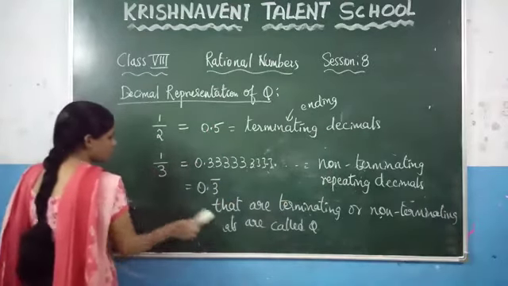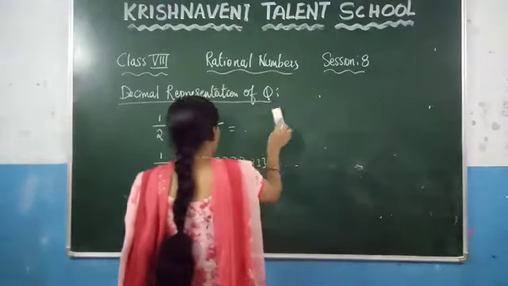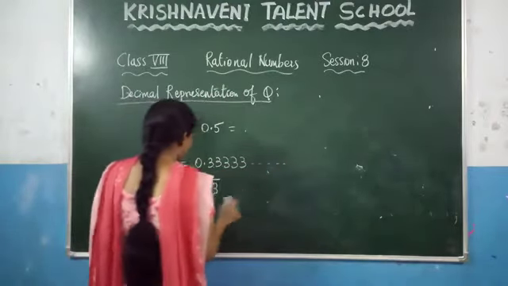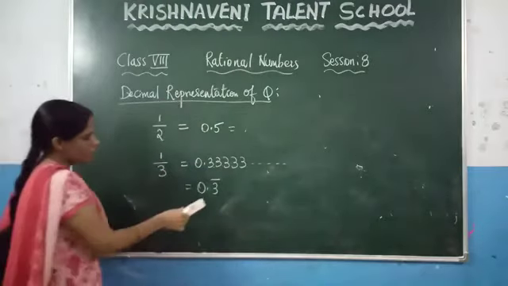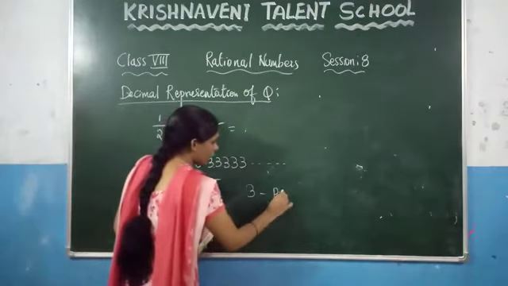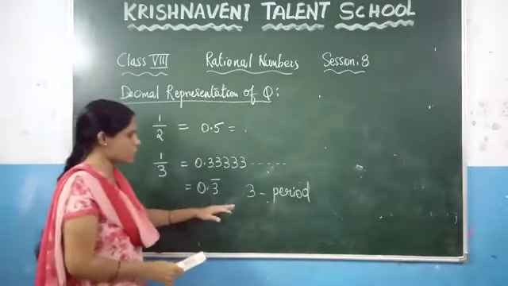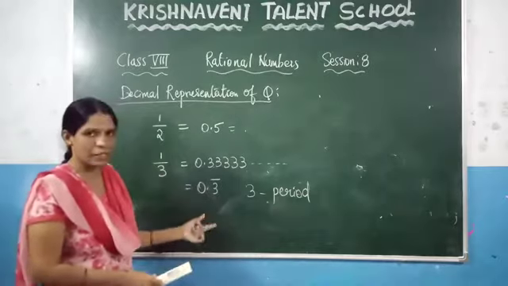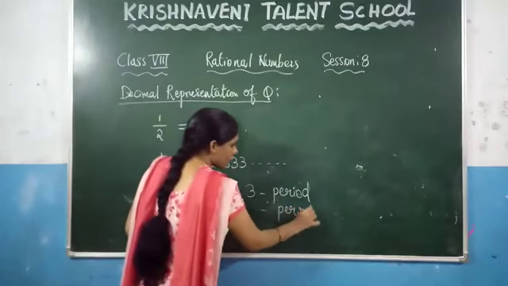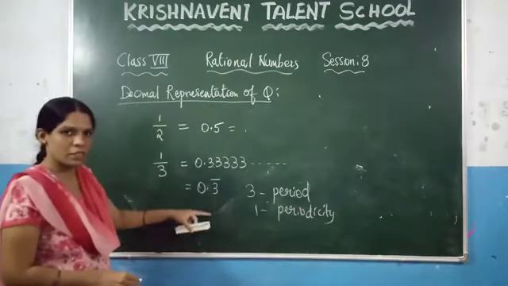Now see here, 0.3 bar. Which number is repeating here? The number 3 is repeating. The number which is repeating, we call it the period. What is the period in this number? 3. How many numbers are repeating here? Only one number is repeating. How many numbers are repeating, that we call the periodicity. So what is the periodicity of this decimal number? It is 1.